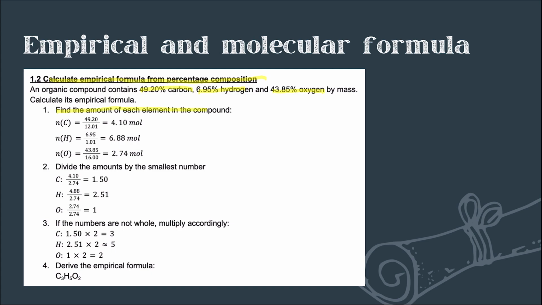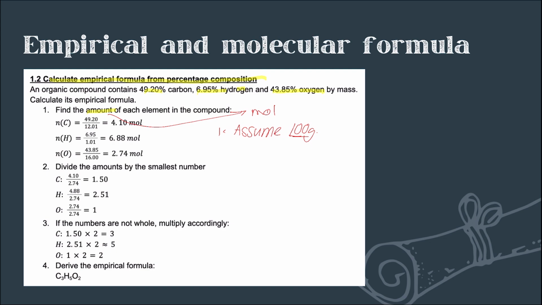First would be to find the amount of each element in the compound, amount meaning the amount in moles. Sorry, that's a bit messy. We can find the amount in moles by assuming that we have 100 grams of the substance.